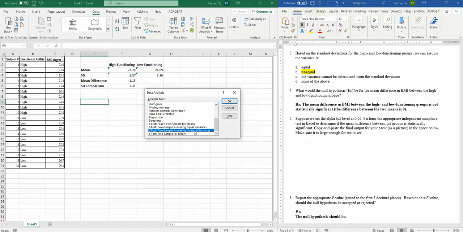But for my video here, I'm going to choose this one, assuming unequal variances. So I'm going to highlight that one, and then I'm going to click OK.